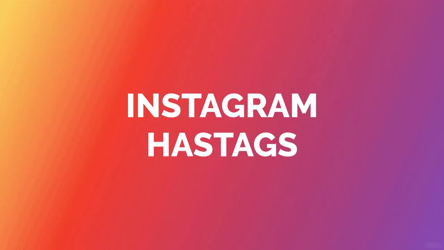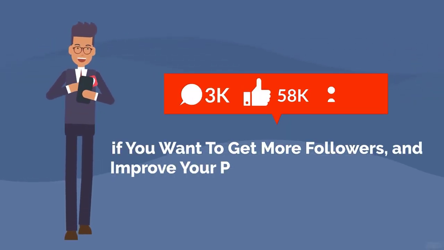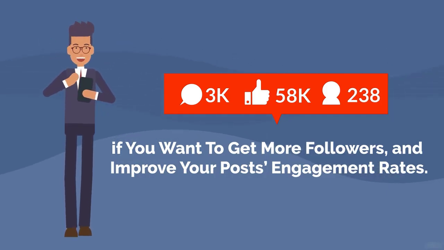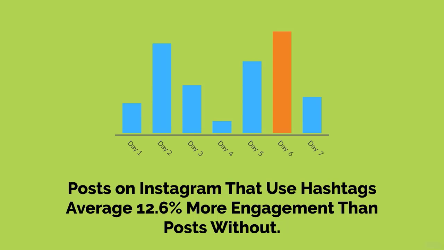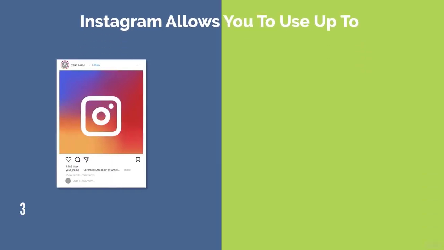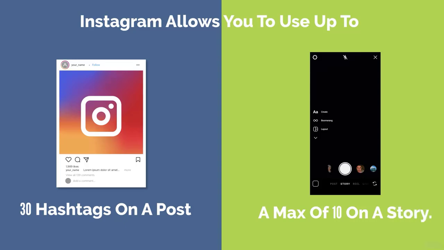Instagram hashtags. Hashtags are crucial on Insta if you want to get more followers and improve your post's engagement rates. Posts on Instagram that use hashtags average 12.6% more engagement than posts without. Instagram allows you to use up to 30 hashtags on a post and a max of 10 on a story.